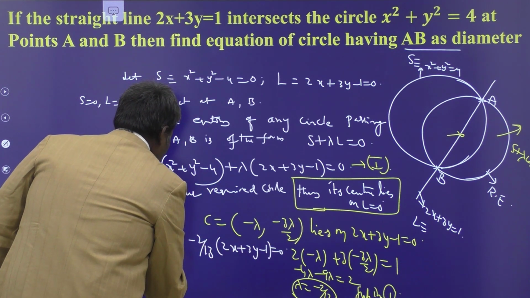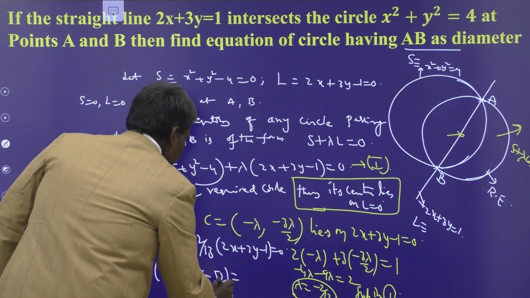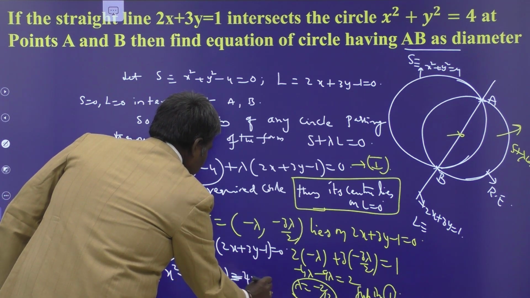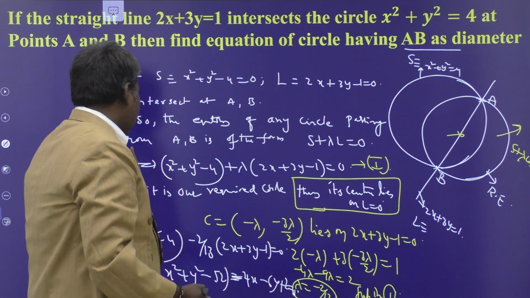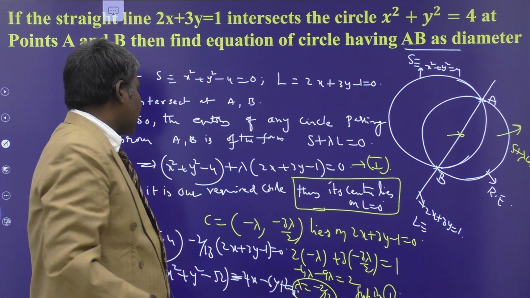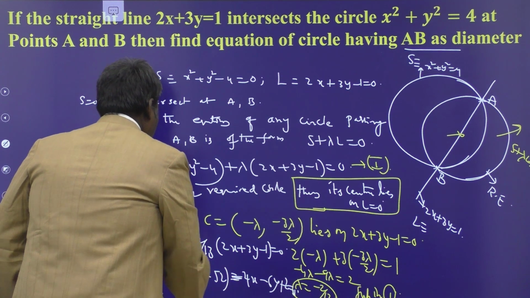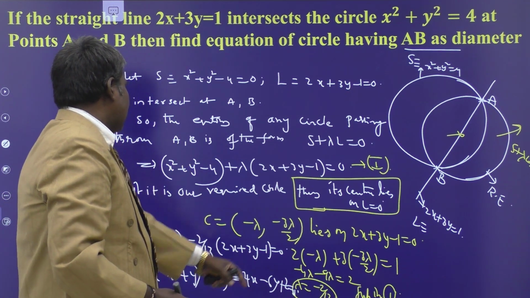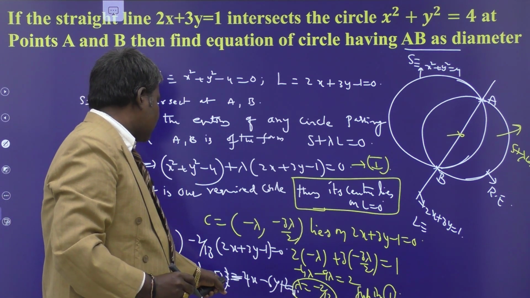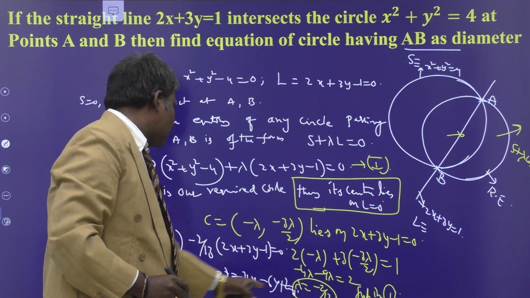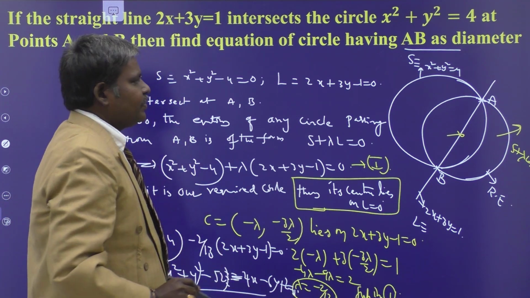We get 13 times of x square plus y square minus 52 minus 4x minus 6y plus 2 equal to 0. That is minus 52 plus 2, we mean minus 50. So this is the required equation of the circle.